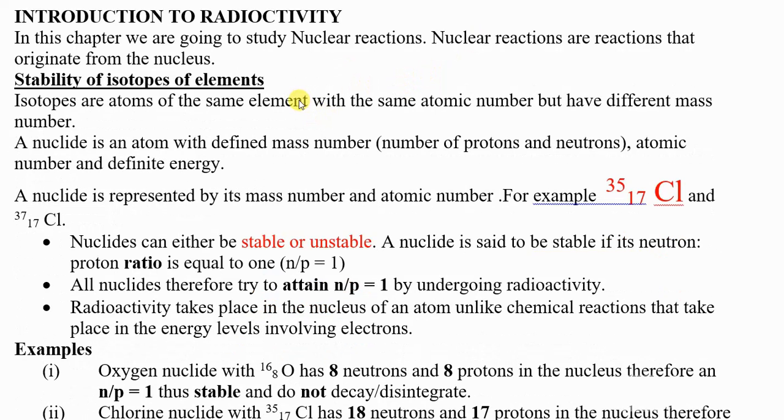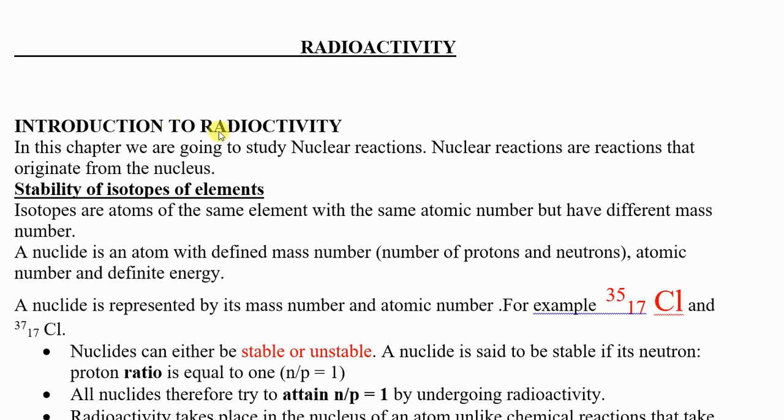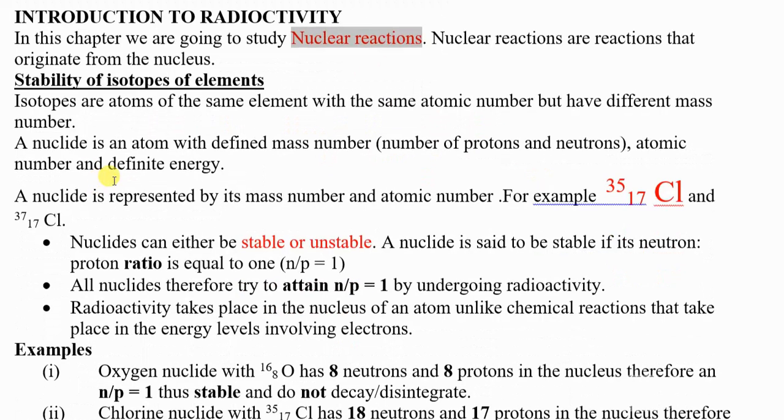First, we will start with the stability of an isotope. Now remember, radioactivity deals with nuclear reactions, only nuclear reactions. There's nothing more. Here we don't talk about chemical reactions, but nuclear reactions. So the stability of an isotope is our first concept. You need first to understand what an isotope is. Once you understand what an isotope is, it becomes very easy to understand radioactivity.